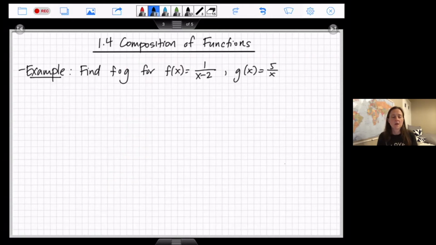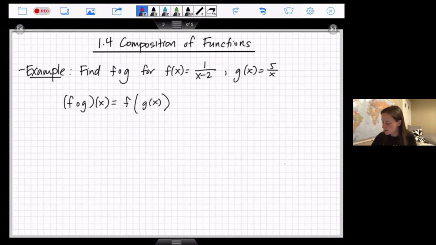Let's try another one. So this one just wants us to find f composed with g for these two rational functions, 1 over (x − 2) and 5 over x. So again, let's just remember what that definition of f composed with g is. f is our outside function, g is our inside function. We're going to start on the inside and replace g of x with its formula.